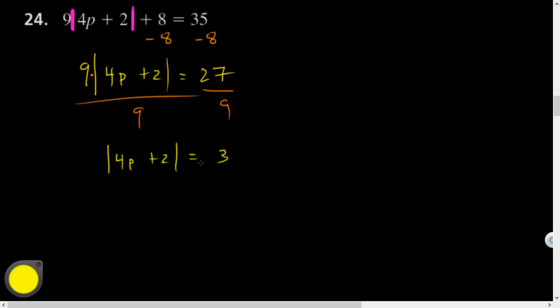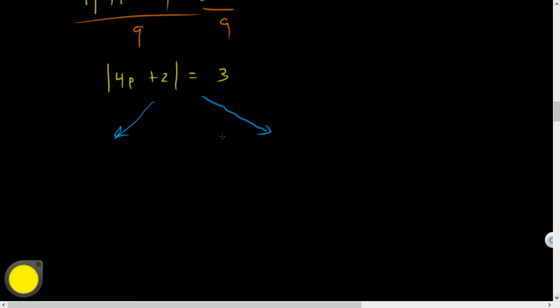Now, if this ended up equaling a negative number, what would I say? I'd say no solution because an absolute value can only ever equal a non-negative. It could equal 0 or any positive number. But since it's positive and I've got absolute value, I break it up into two cases. Either, and notice this is exactly the work I want to see when you do this, either 4p plus 2 is 3 or 4p plus 2 is negative 3.